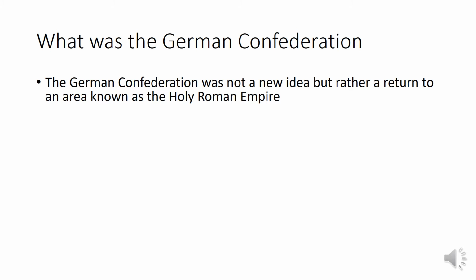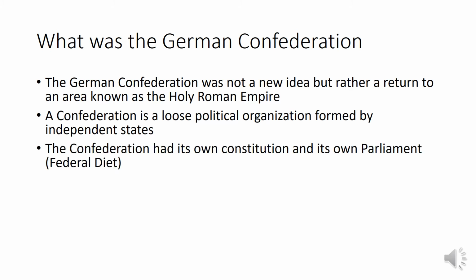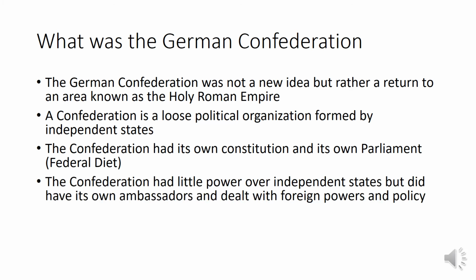So what do we mean by the word confederation? Well, a confederation is a loose political organisation formed by independent states. So this is where states come together to serve some of their purpose in a larger group. The confederation had its own constitution, so a set of rules it had to follow, and its own parliament that was known as the Federal Diet. Each state would send its own representatives to this parliament, and they would speak on that state's behalf. The Confederation had little power over independent states, but it did have its own ambassadors and dealt with foreign powers and policy. So what does this mean?